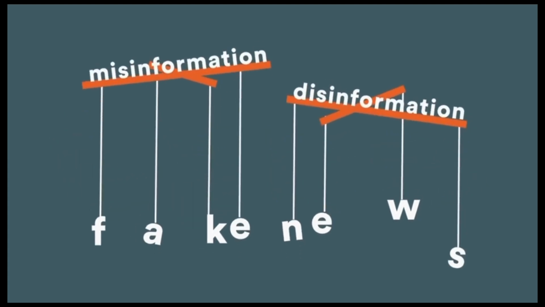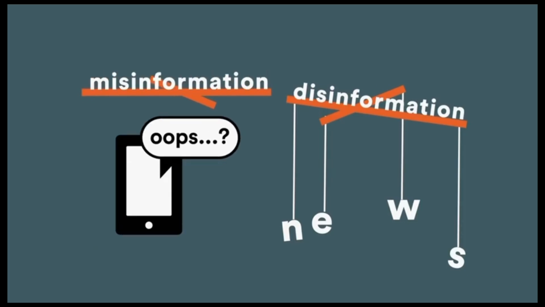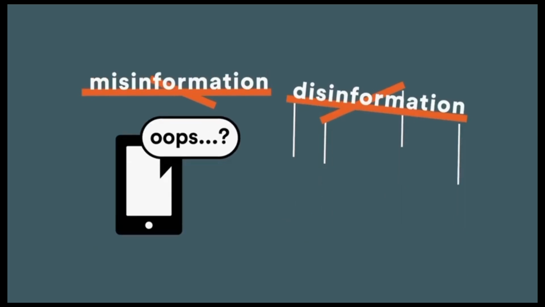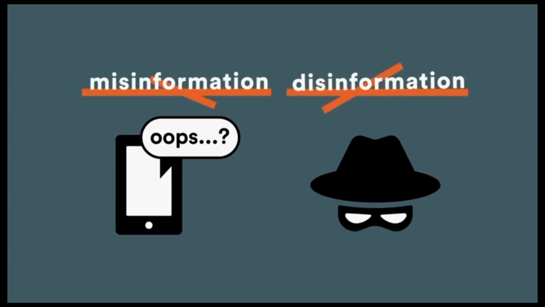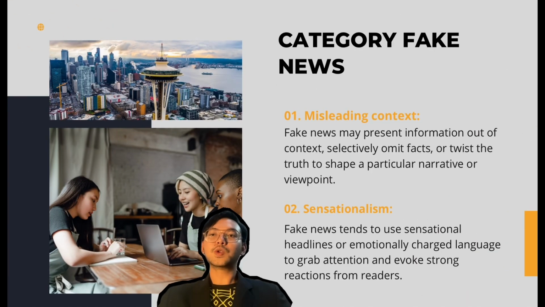First Draft's Claire Wardle says the term fake news does not describe the complexity of misinformation and disinformation. Wardle describes misinformation as the inadvertent sharing of false information, and disinformation as the deliberate creation and sharing of information known to be false. Next, we will go to the categories of fake news.